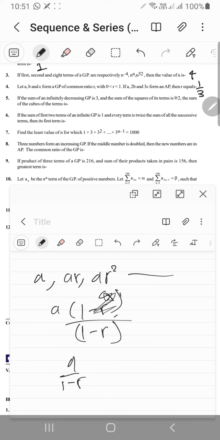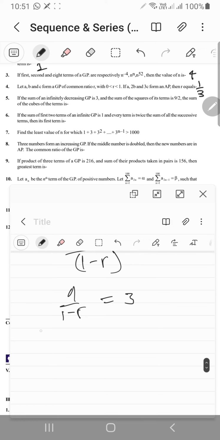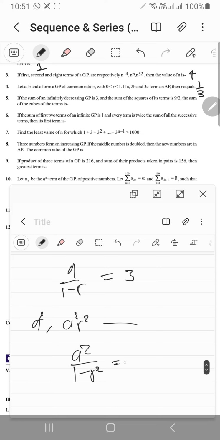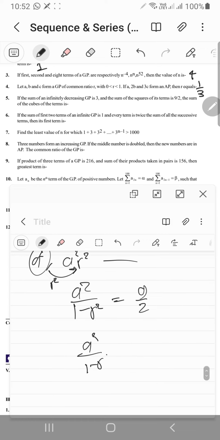And okay, this is the first thing. So this is 3, the sum of its squares. So the squares would be A squared, A squared R squared, and so on. So this will have the sum A squared upon 1 minus R squared, right? Because A squared is the first term and the ratio is R squared. And this thing is 9 by 2. And we just want A cube upon 1 minus R cube, right? Because this is the sum for A cube, A cube R cube, and so on. What's this going to be, right?